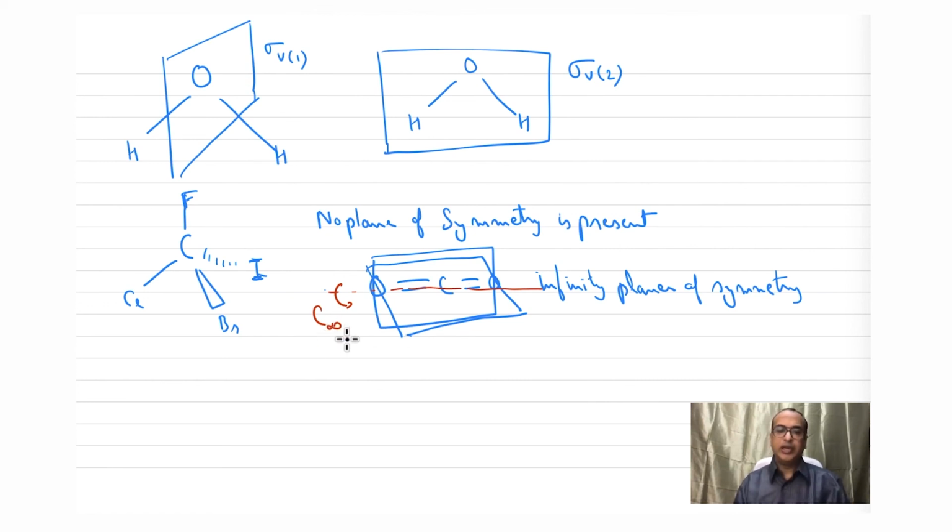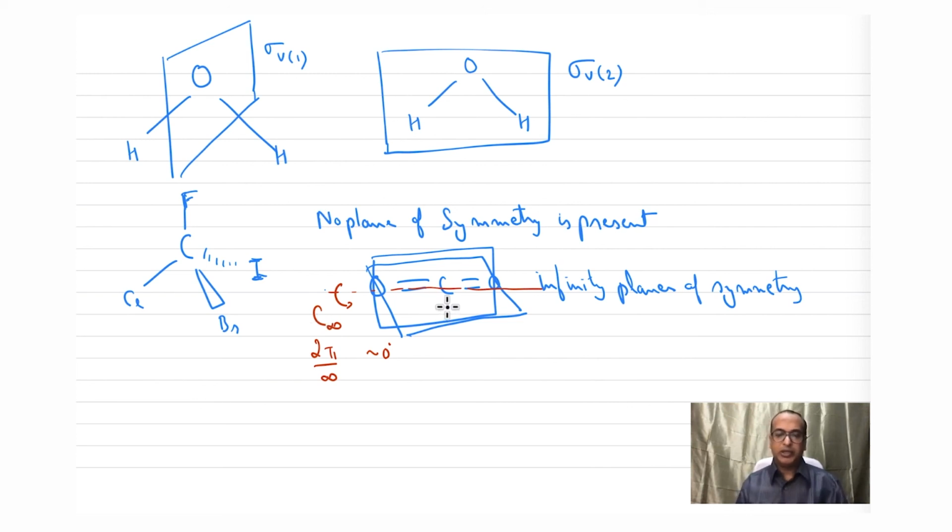C infinity is where the rotation is by 2 pi by infinity, that is, the rotation is close to 0 degrees. Any rotation about this molecule will give rise to an equivalent configuration. That means it will have infinity such planes, and this axis will be called C infinity.